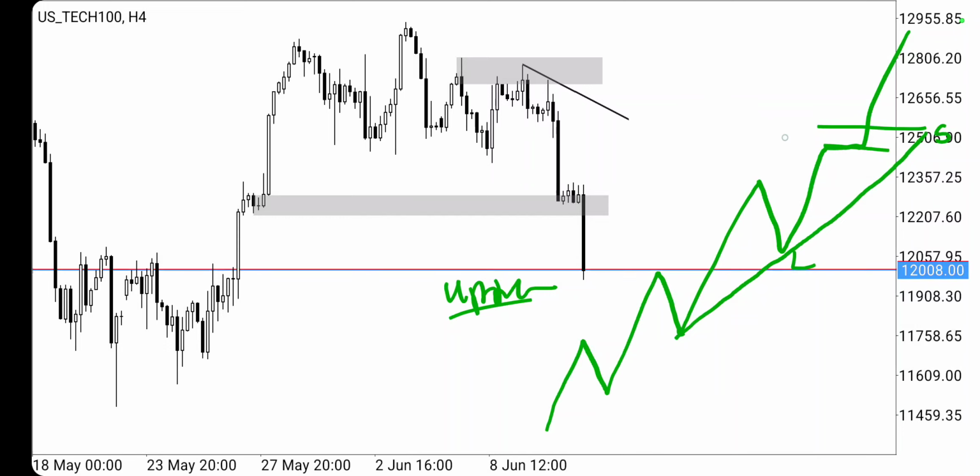But we can't use this point. We can't use this point to draw a trend line because of what? It didn't give us a pullback.